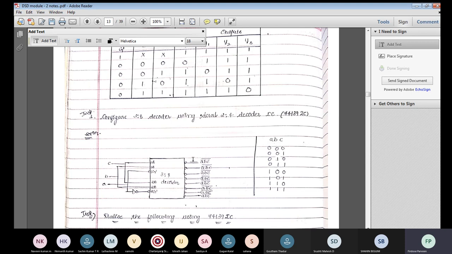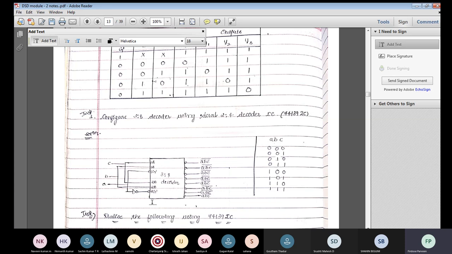So this is decimal number 0, 1, 2, 3. 3 is 0, 1, 1. So it is A bar, B, C, whole bar. So it is decimal number 4. 4 means 1, 0, 0. So A, B bar, C bar. Because of this bubble, it is whole bar. Here it is A, B bar, C. That is 5. 1, 0, 1, whole bar because of this bubble. Next, 6, 1, 1, 0. It is A, B, C bar, whole bar. It is 7. A, B, C, whole bar.